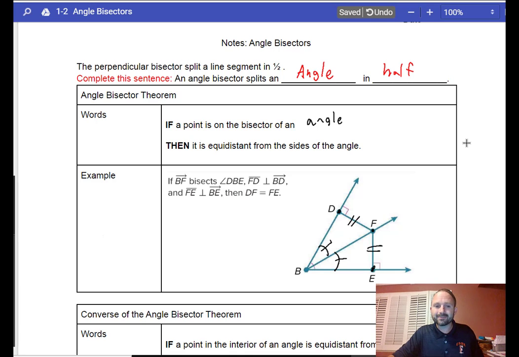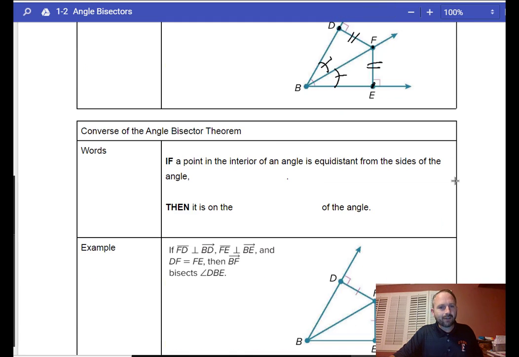Let's go on. So the converse of that, if a point in the interior of an angle is equidistant from the sides of an angle, then it is on the angle bisector, or the bisector of an angle.